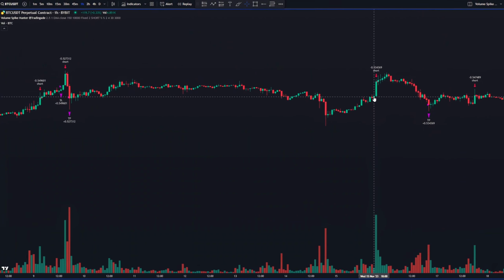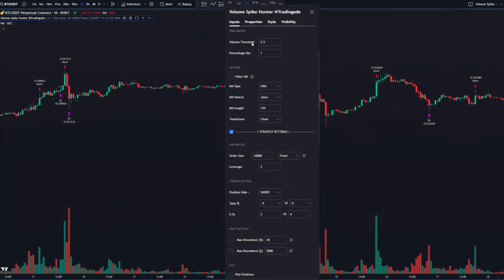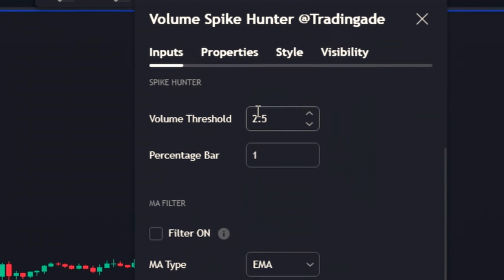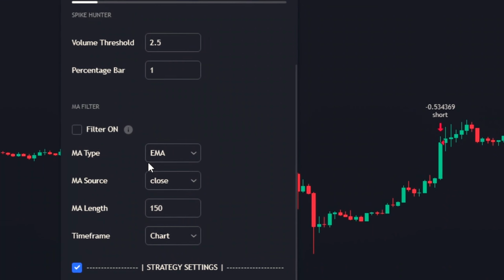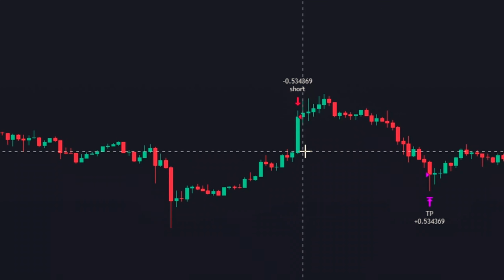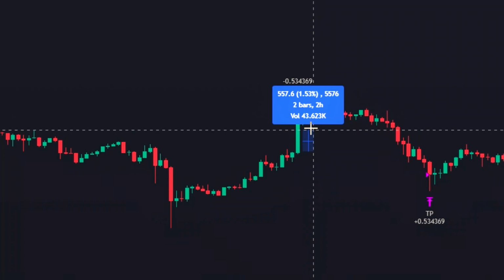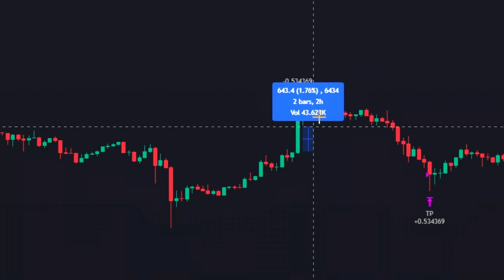only for the short side. By opening our strategy script, we have a volume threshold, which basically means the higher this number, the bigger the volume spikes detected will be, and the percentage bar will measure the percentage size of the candle. So here we have 1. In order to have a short signal, the price move must be higher than 1%. In fact, as you can see here, it's 2.50%.